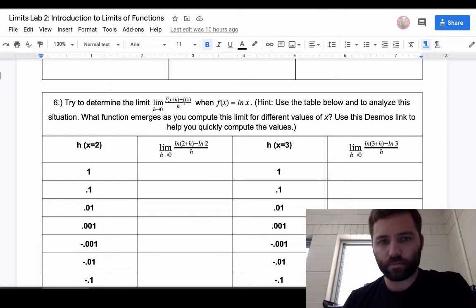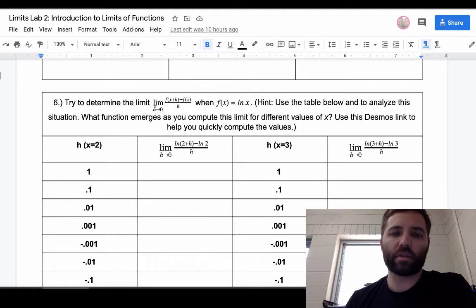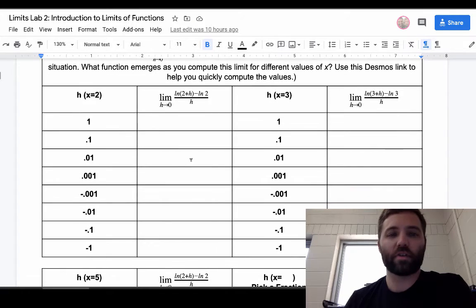And so what the lab asks you to do is it says, all right, well, look, if you're looking at the limit as h approaches 0, you've got h here, you've got h here. You also have x's. You probably don't know how to deal with the x's right now. So what we can do is put in numbers for x and then see what happens. I've given you this table here that you're going to fill out.